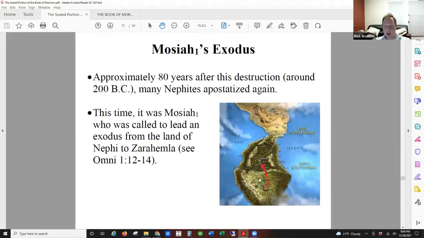So after this destruction, after the more wicked parts of the Nephites were destroyed, about 80 years after this, around 200 BC, many Nephites apostatized again. And this time it was Mosiah the elder who was called to lead an exodus from the land of Nephi to Zarahemla. We know that from Aminadi chapter 1. And here's the map showing the route that they would have gone here.